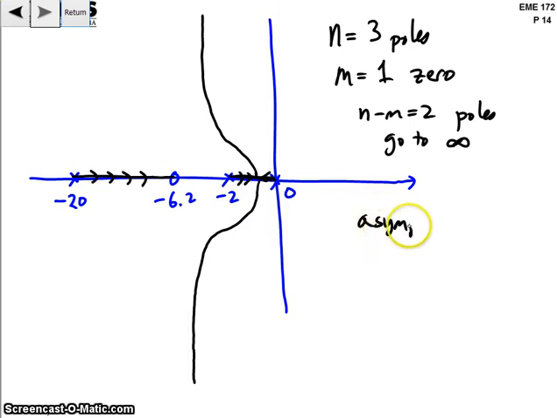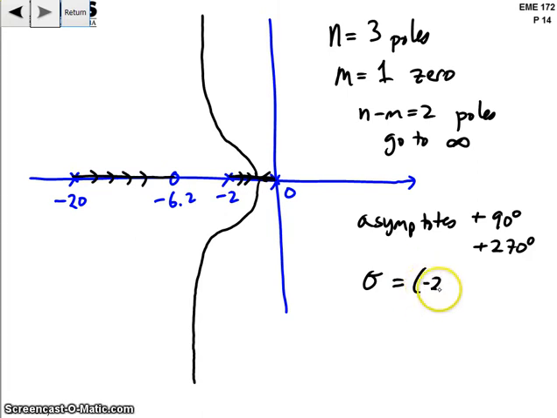The asymptotes, when we have 2 excess poles, are at plus 90 degrees, and we could write it as minus 90 degrees or plus 270 degrees, however you are happier with that. And the position of those asymptotes, if we calculate their centroid, we calculate by summing all the poles together and summing all the zeros together. So we get minus 20, minus 2, minus 0. Those are all the poles. And I'm going to subtract the 0, which is at minus 6.2. And I divide by n minus m, so 3 minus 1.